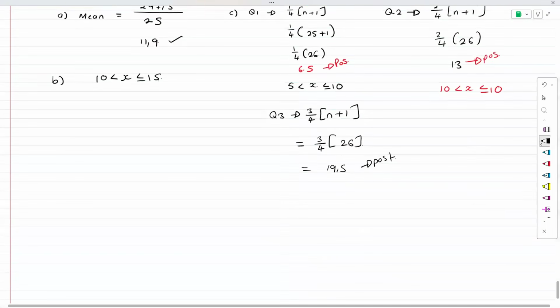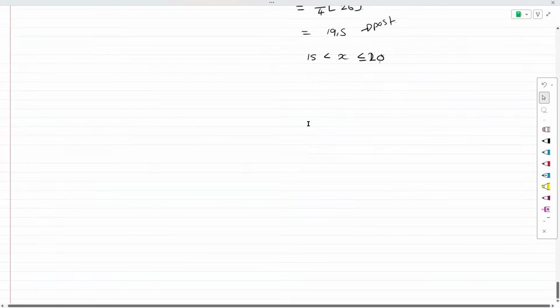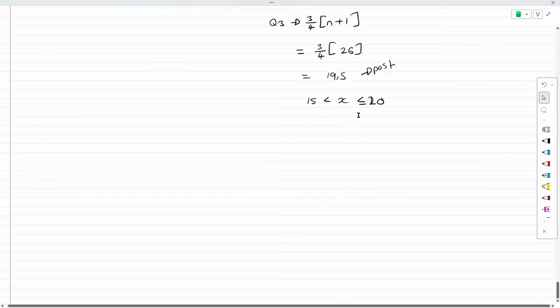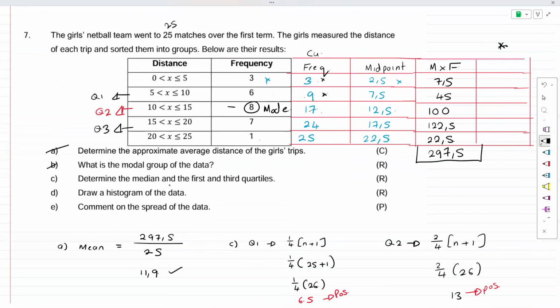13, that is 15, less than x, less than or equal to 20. And that's all there is. So x is greater than 15, less than or equal to 20. That's all there is for this question. The next one is a histogram.